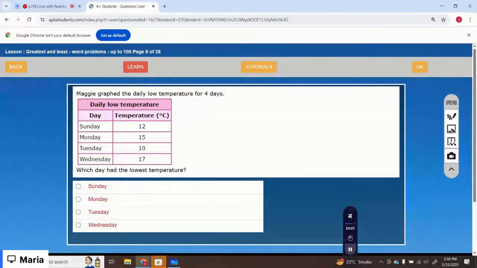Maggie graphed the daily low temperature for 4 days. Which day had the lowest temperature? Lowest, so the correct option is Tuesday. Option number 3 is the correct option.